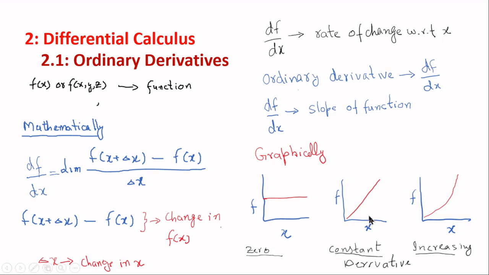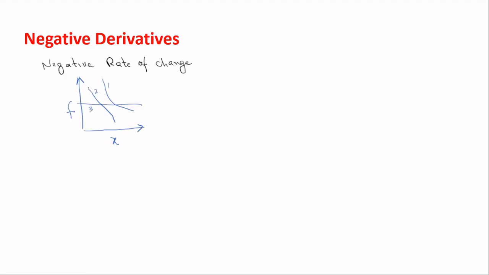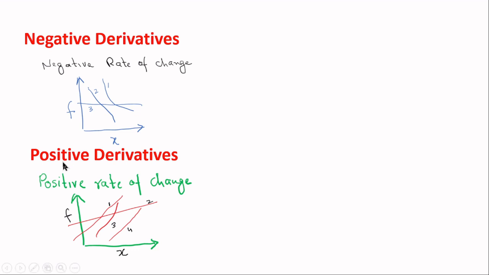So its derivative is 0, derivative is constant, derivative increasing. Negative derivatives, negative rate of change. If any function value decreases with respect to x, then such change is negative, and therefore these derivatives are called negative derivatives. Positive derivatives: if the value of the function increases with respect to x, these different graphs 1, 2, 3, 4 represent that the value of f increases with respect to x, and the slope of such a function is positive, so the ordinary derivatives of these functions are positive.